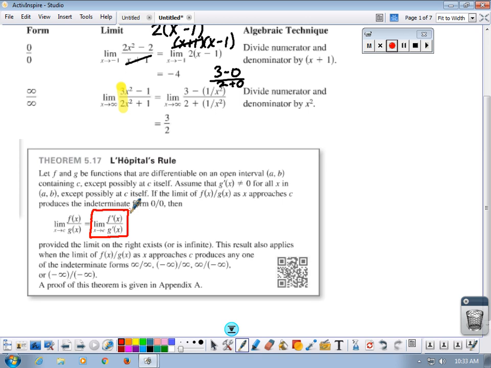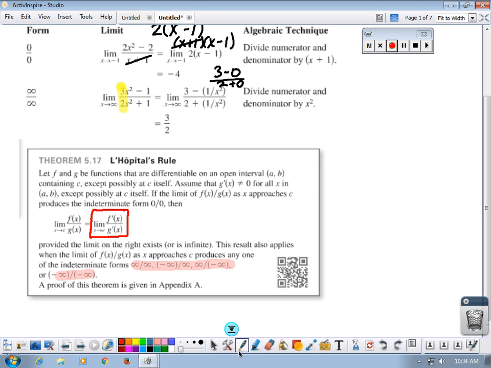This result also applies when the limit of f of x over g of x as x approaches c produces any one of the indeterminate forms infinity over infinity, negative infinity over infinity, infinity over negative infinity, or negative infinity over negative infinity. So any type of infinity over another one would produce what we call an indeterminate form. Okay, so those are all the cases where you can use it.